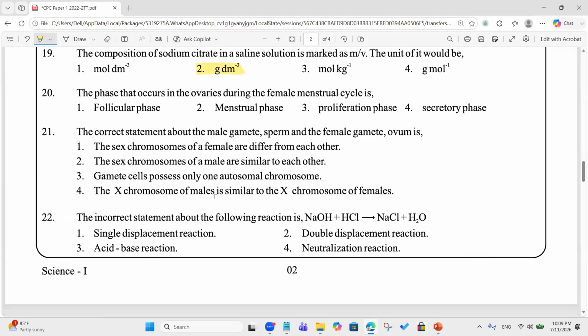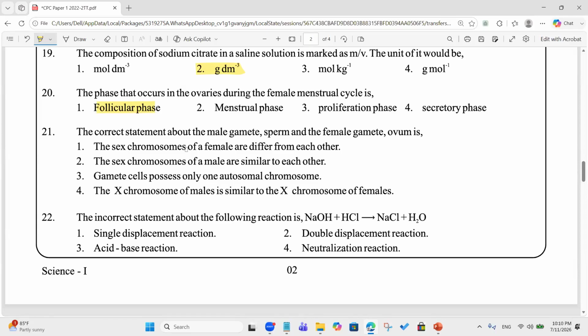Right. Next one. Nisula, number 20. Read the question quickly. The correct statement about the phase that occurs in the ovaries during the female menstruation cycle is the first answer. Yeah, the follicular phase is a phase occurring in the ovaries. And what's the other phase that occurs in the ovaries? The follicular phase is the first phase. The second phase, luteal phase, right? Luteal phase, okay.